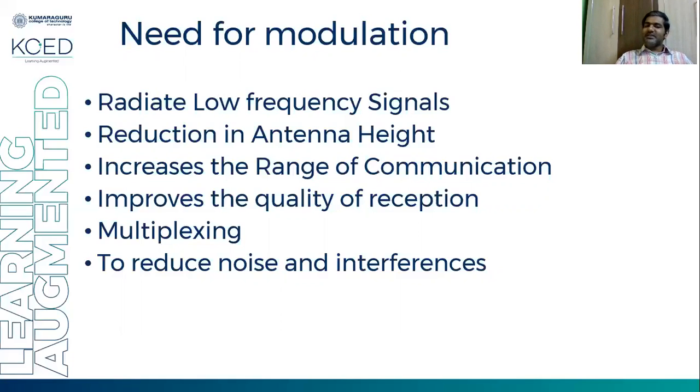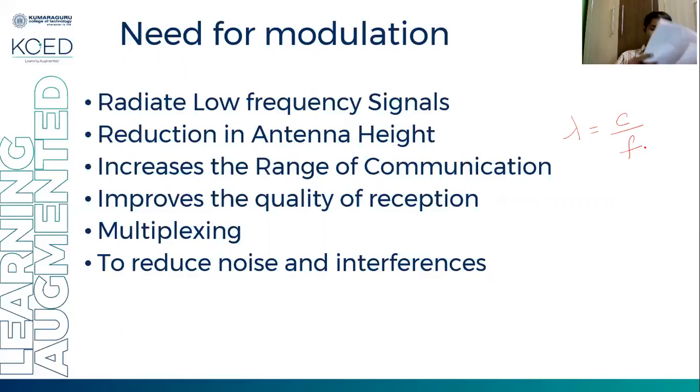And next one is reduction in antenna height. Okay, so as you all know, lambda is equal to C by F. So this is the relationship between your wavelength and your frequency of operation, F. So let me explain this reduction in antenna height with the help of an example.